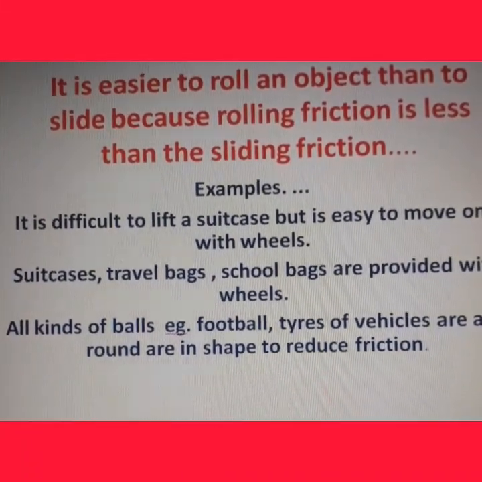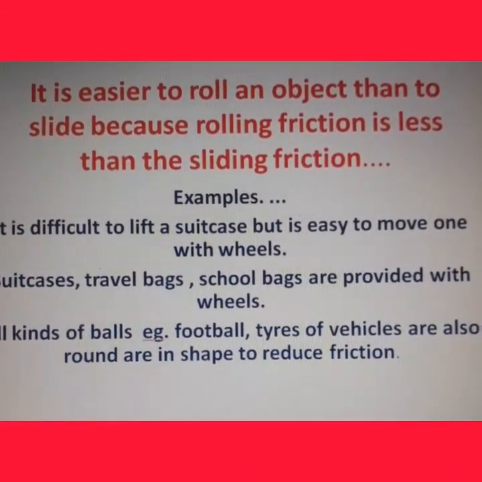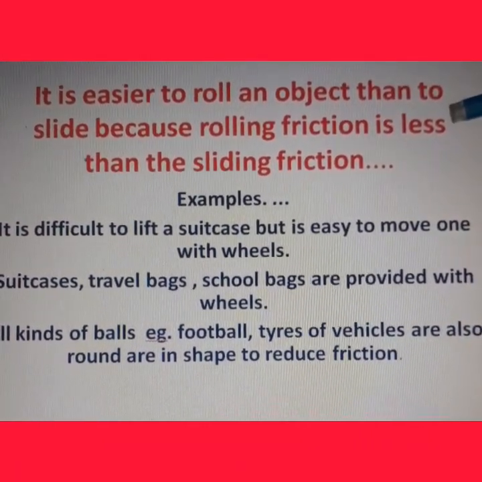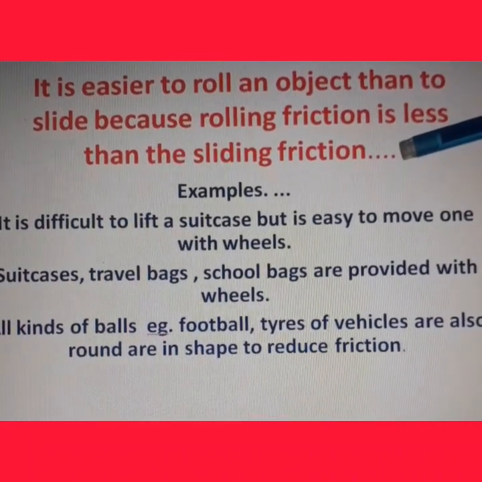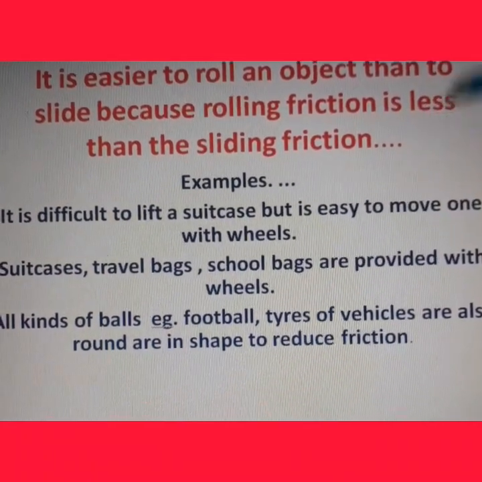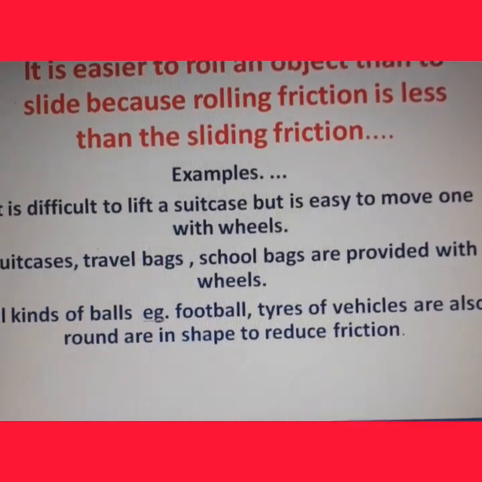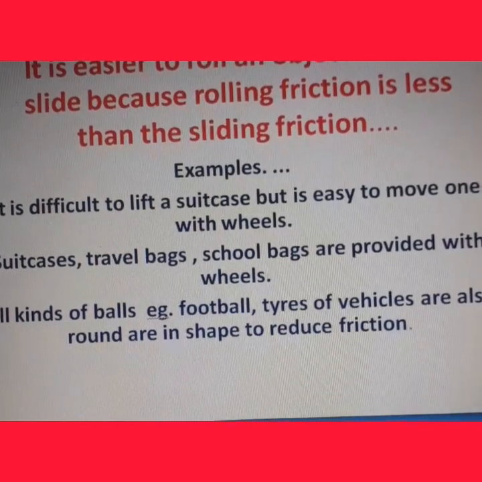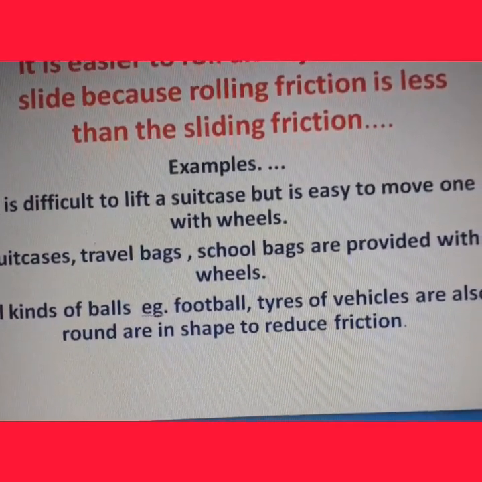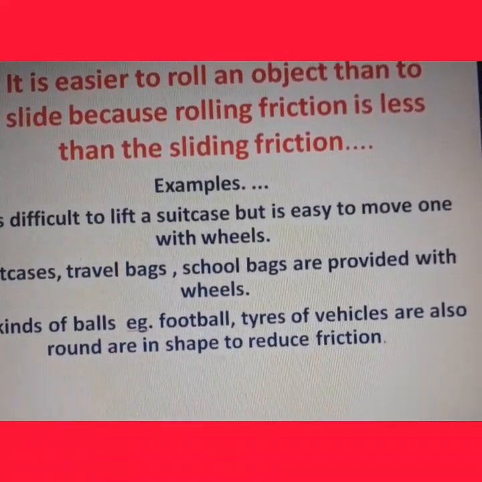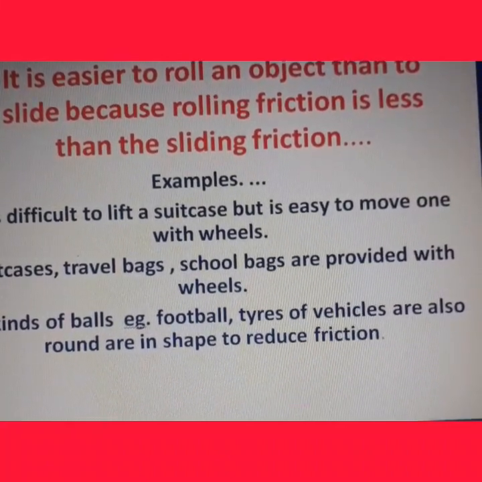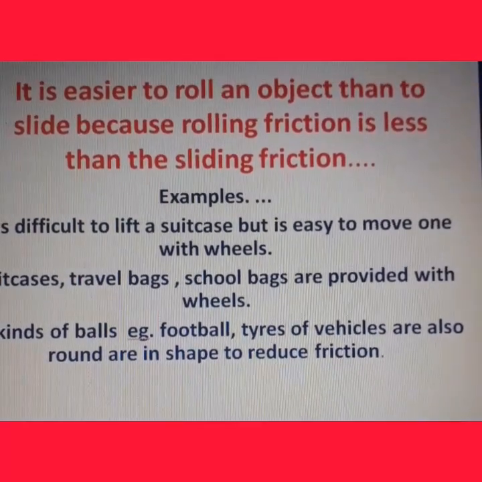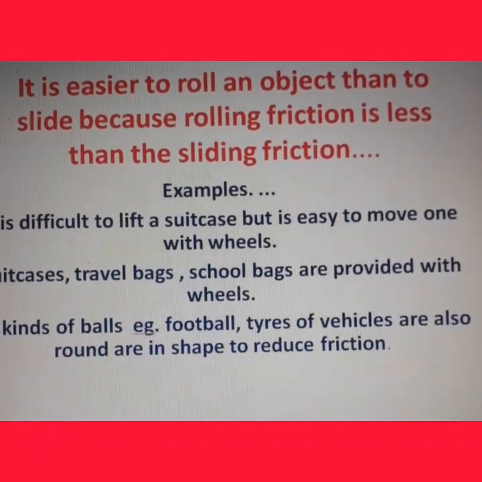For this reason, we say that it is easier to roll an object than to slide because the rolling friction is less than the sliding friction. Let us look at some examples. It is difficult to lift a suitcase, but it is easy to move one with wheels. Suitcases, travel bags, school bags are provided with wheels. This makes it easy for us to roll a suitcase or a travel bag or bags which are heavy.